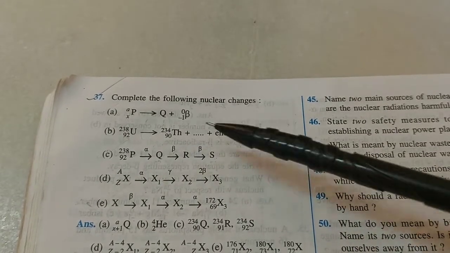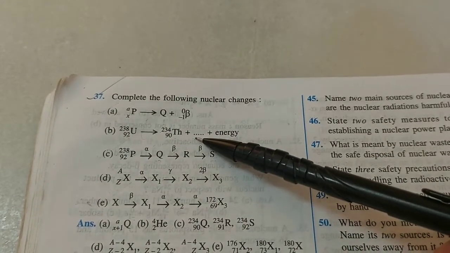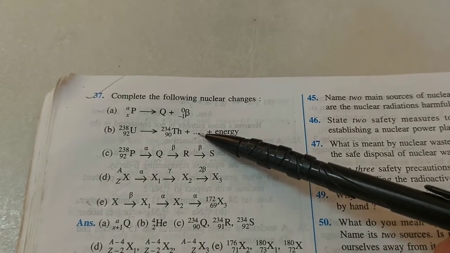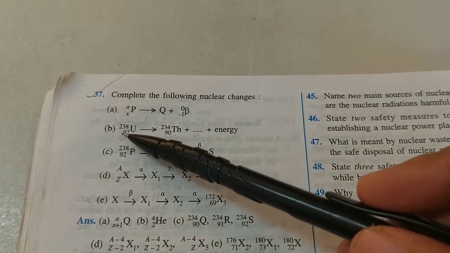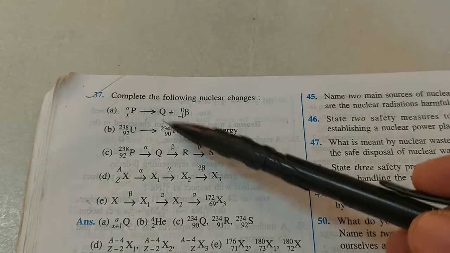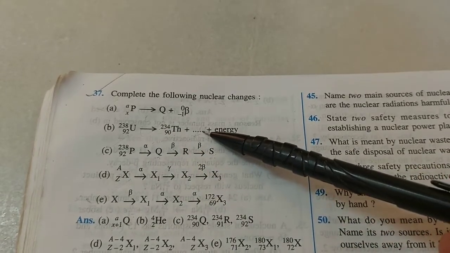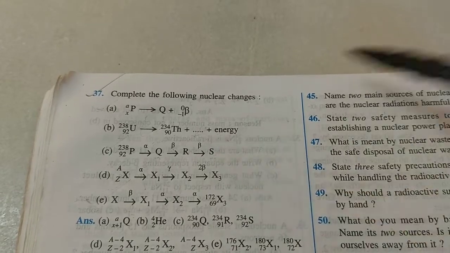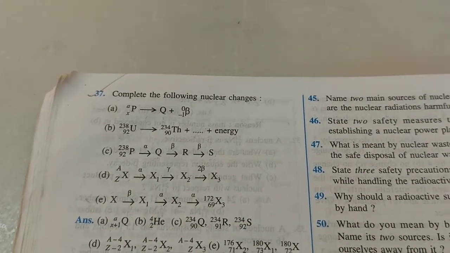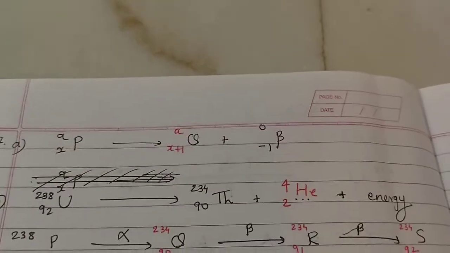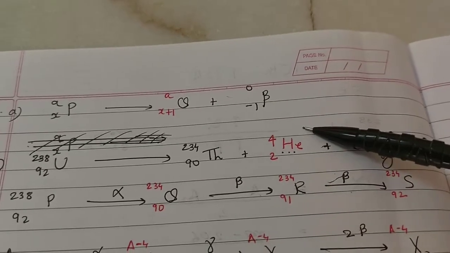Energy is released, but what else will be released? What particle will be released? Alpha, beta, and how many of them? Well, the mass number decreases by 4, and the atomic number decreases by 2. So obviously it will be an alpha particle. So either write an alpha particle symbol or just write a helium nucleus symbol. So just write the answers like these.